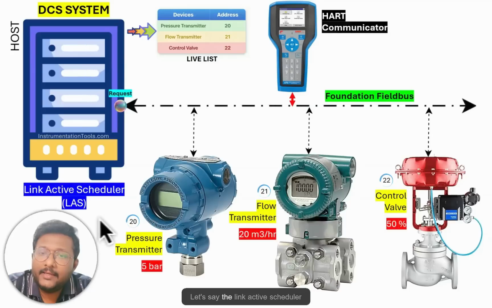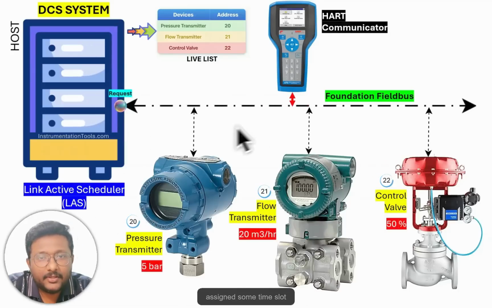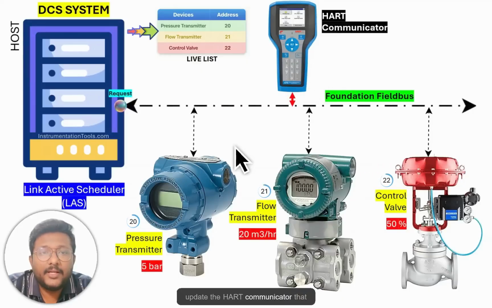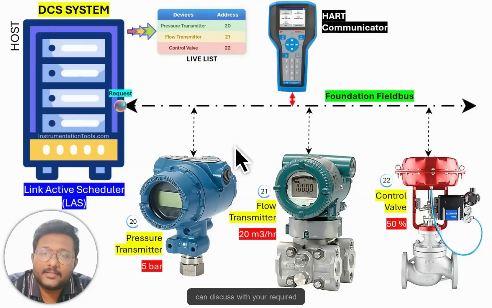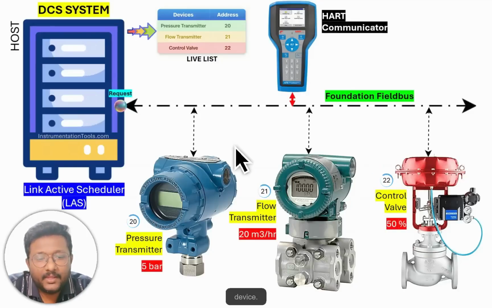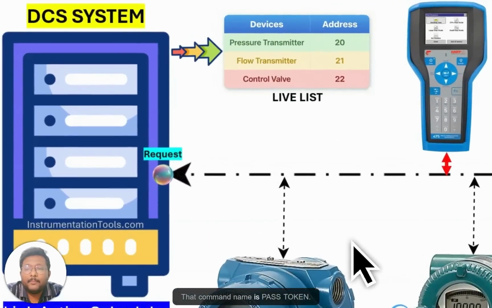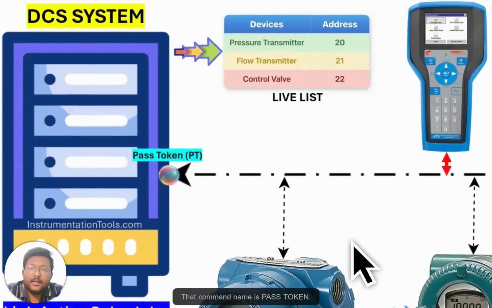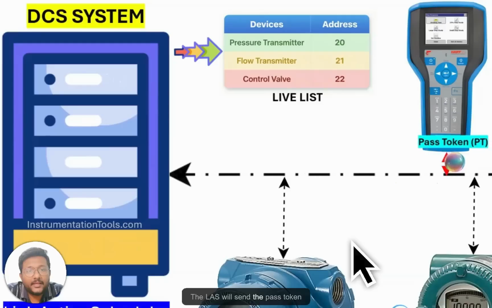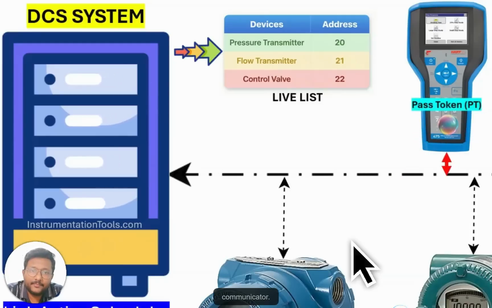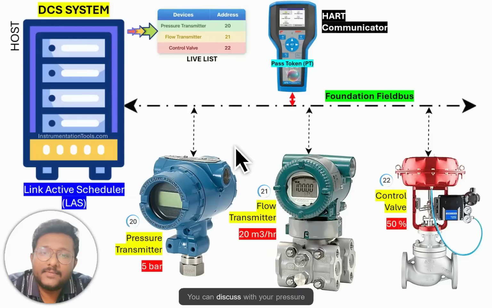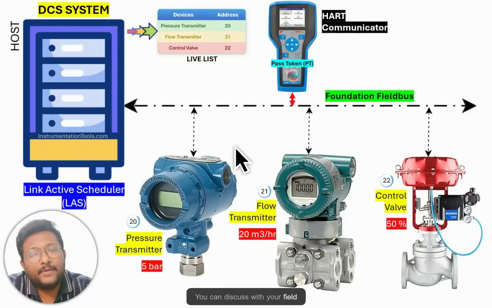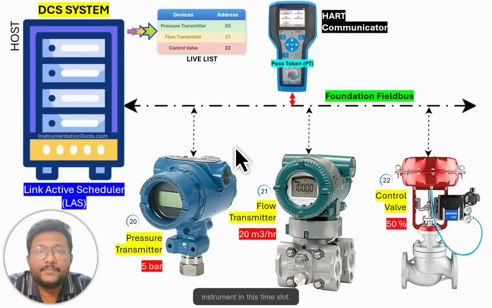Let's say the Link Active Scheduler assigns some time slot to the HART communicator. Then it will update the HART communicator that you have the permission now, so that you can discuss with your required device. That command name is pass token. The LAS will send the pass token to the HART communicator. This is nothing but you have the permission and you have the time slot assigned for you. You can discuss with your pressure transmitter, with your field instrument, in this time slot.